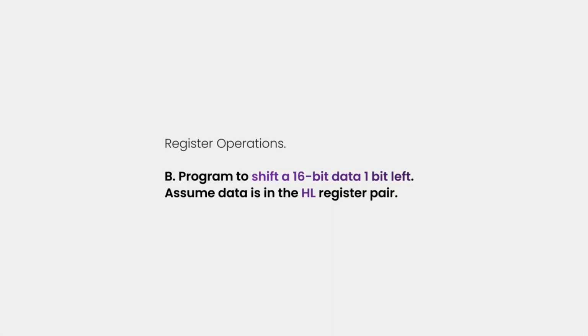In the second question, we have to shift a 16-bit number 1 bit left. The number is stored in register pair HL. As 8085 is an 8-bit microprocessor, we cannot perform operations on 16-bit numbers directly. We have to use another technique to do this task.